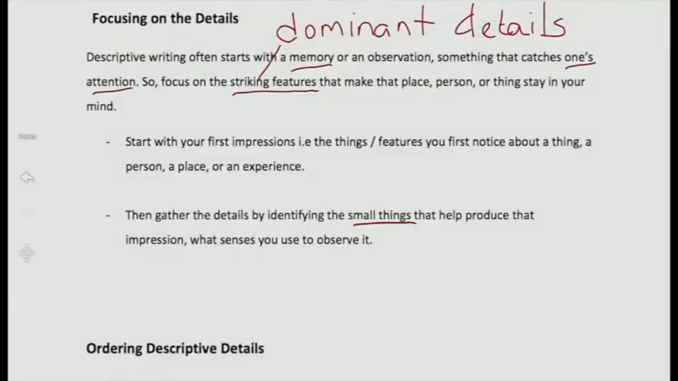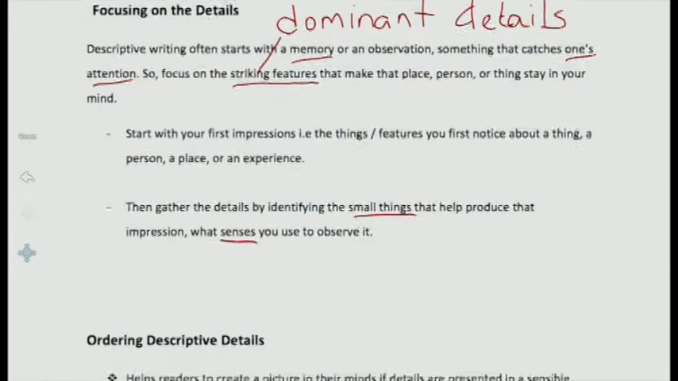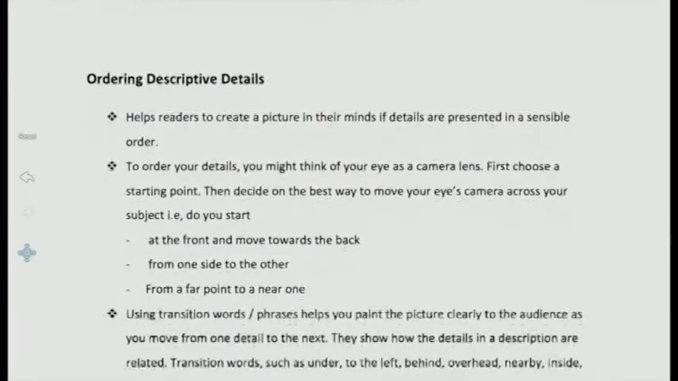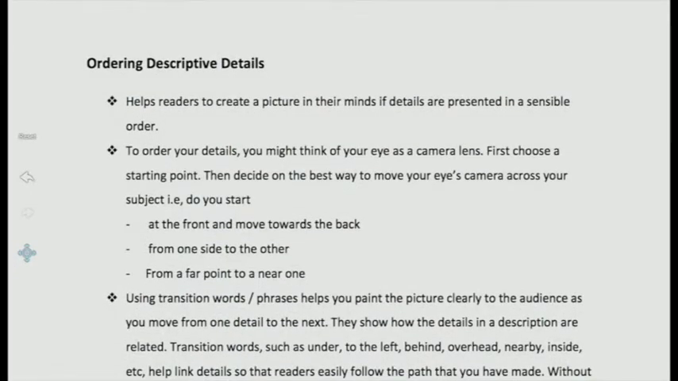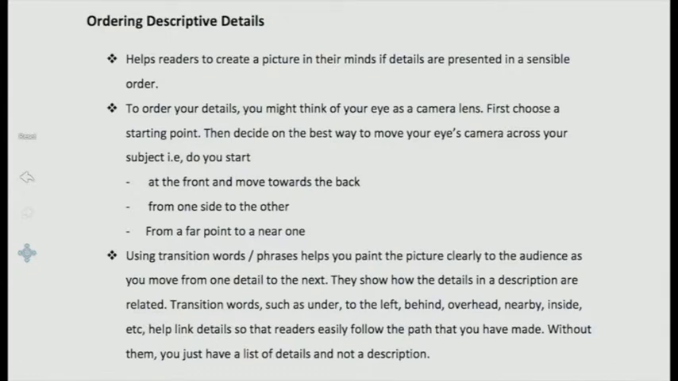All right, so that basically is what this point says: gather the details by identifying the small things that help produce that impression, and what senses you use to observe it. Keyword again there, senses. We are still coming to that part. And then the details that you have decided to include, those dominant details, the striking features, you then need to order them. We are still on organization, remember? So you need to order them spatially.